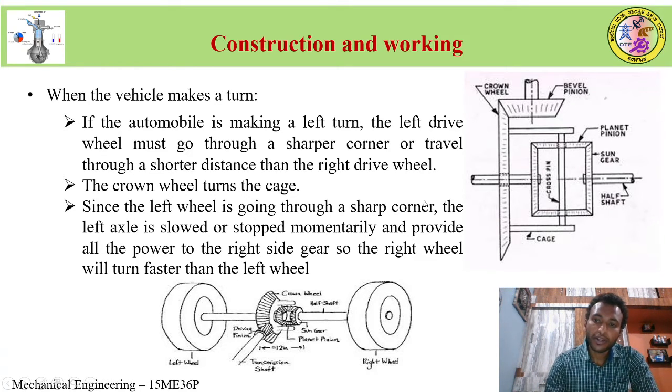Then where does the power get transferred? We transfer it to this right wheel, the right side gear, so that the right wheel will turn faster than the left wheel. So when the vehicle is taking a left turn, the left wheel becomes slow and the right wheel becomes faster. So, less power to the left half shaft and more power to the right half shaft.